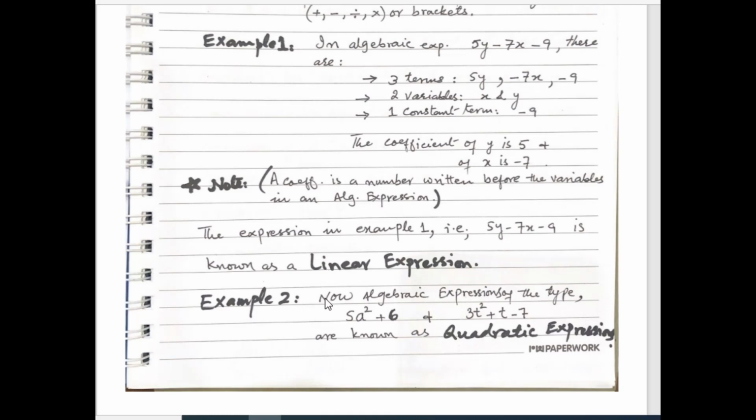Understood? Now come to example number 2. The linear expression was very important. First of all, it was very important to explain so that you can come to know the difference between a linear expression and a quadratic expression. Now example 2 is about quadratic expressions. Look at these two expressions, 5a square plus 6 and 3t square plus t minus 7. Before explaining these two examples, please come back for a minute to the linear expression. Look at the linear expression given in example number 1.